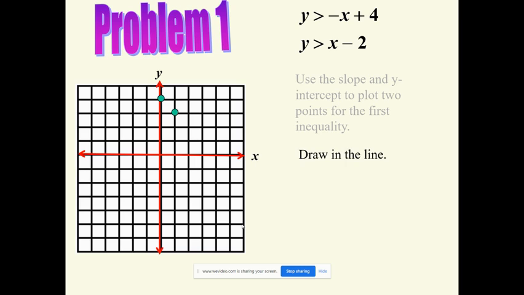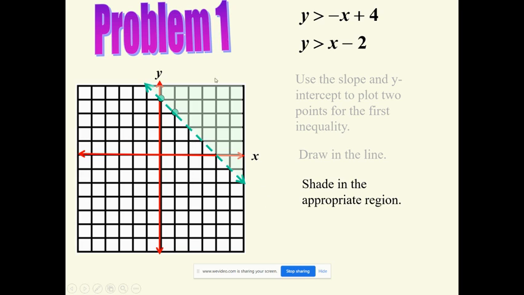So we're going to use the slope and y-intercepts to plot the points. We started at positive 4. That was the y-intercept. I went up 4. And then the slope was negative 1, so I go down 1 over 1, down 1 over 1. And then to figure out which region I shade, I need to pick a point to double check. So I'm going to pick a point in this region. I'm actually going to pick 0, 0 and see if it works. So negative 0 plus 4. Does it make sense to say 0 is greater than 4? No, so I'm not going to shade where 0, 0 is. I'm going to shade the other region.